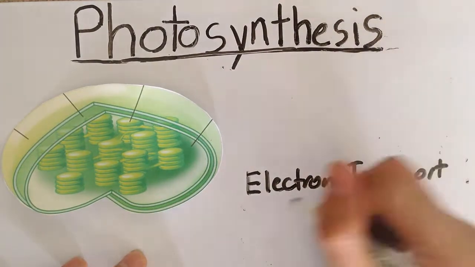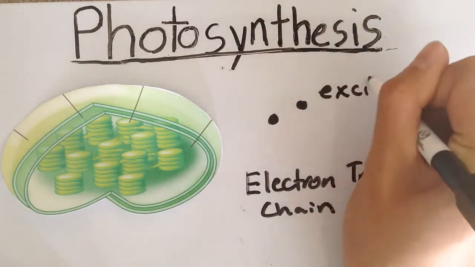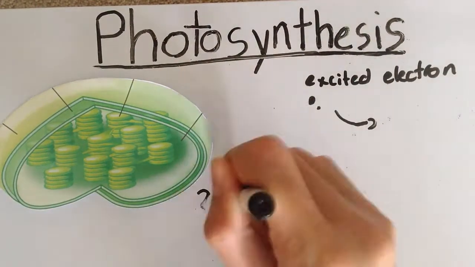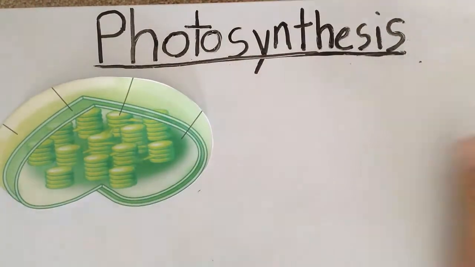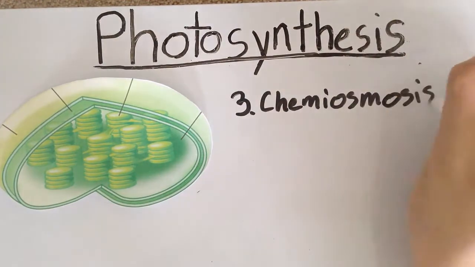These excited electrons are used in the step electron transport chain. This step occurs in the thylakoid membrane. And the excited electrons move from molecule to molecule in the membrane, which causes them to slowly lose energy. In this step, NADPH and oxygen are created.